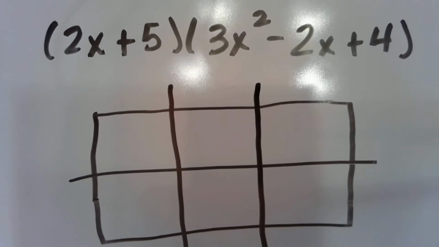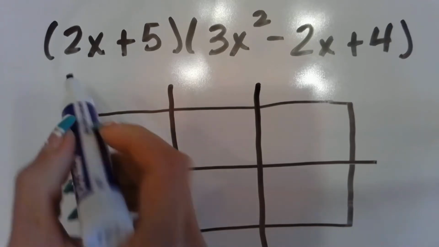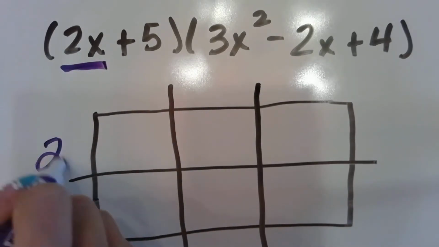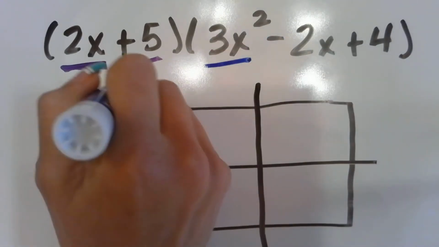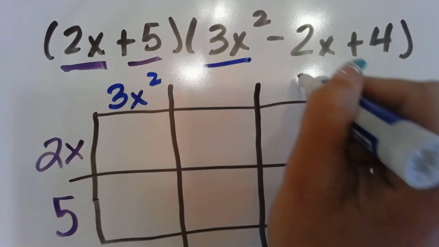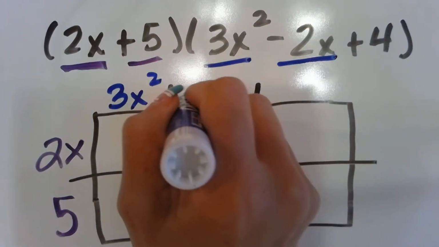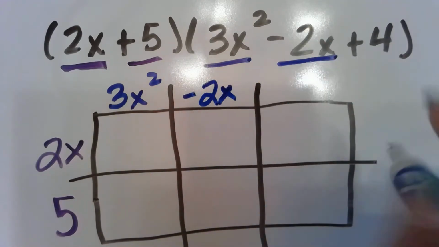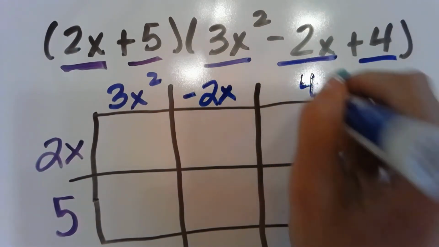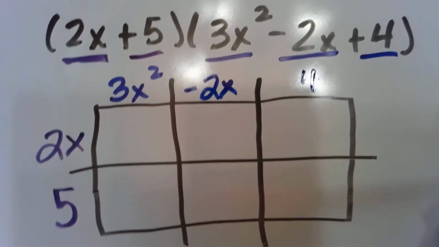Okay, so let's go ahead and fill it in. 2x goes here, plus 5, and then 5 right there. And now, for these 3 pieces, we're going to write 3x squared, and negative 2x. Don't forget to take the sign, plus 4. And we're going to put 4 right there.